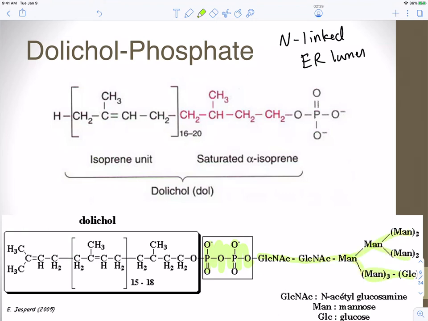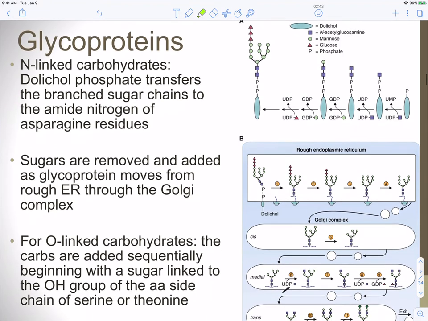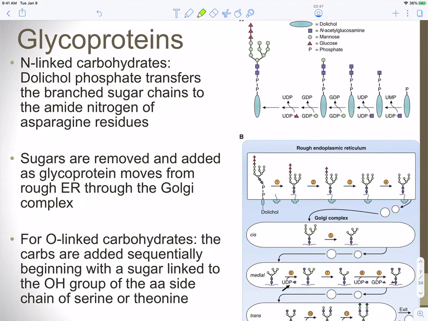And so this is not a protein. Dolichophosphate is sort of a building block for our sugars. And then dolichophosphate is going to transfer the sugars to the asparagine residues in the lumen of the ER. So just to reiterate, we have our N-linked carbohydrates, which are going to require dolichophosphate. And this is going to attach the sugars to asparagine residues.